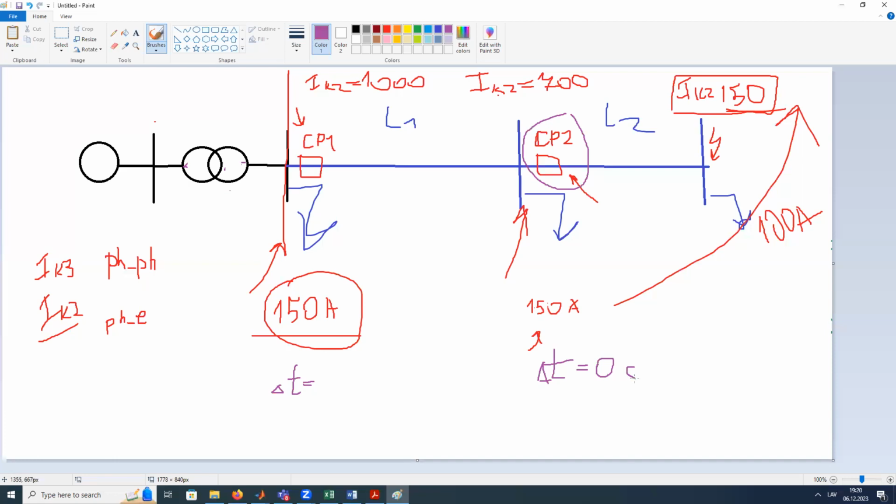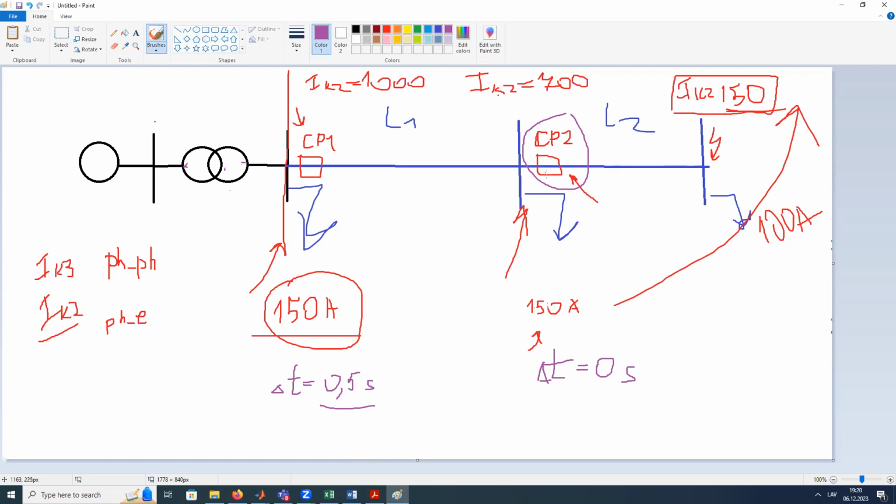For this one, we could use a time delay of 0 because this one is the last. And for this one, we could use a time delay of half a second. If this relay does nothing, to be correct in English, in the time of half a second, this relay will disconnect these two lines.